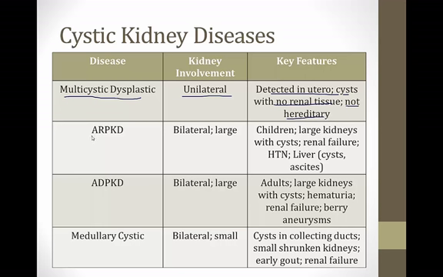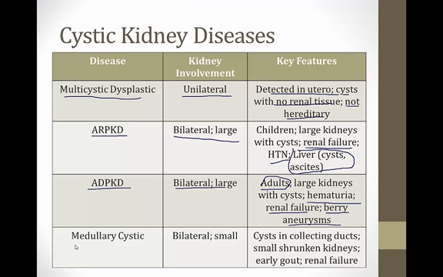Next condition is autosomal recessive polycystic kidney disease. These will be infants or children with bilateral large kidneys. They often have renal failure, hypertension, and remember there's liver involvement, so cysts and ascites can occur from liver problems. Autosomal dominant polycystic kidney disease is bilateral large kidneys with cysts that occur in adults. They develop hematuria and renal failure, and then the key association are those berry aneurysms in the brain that cause subarachnoid hemorrhage.